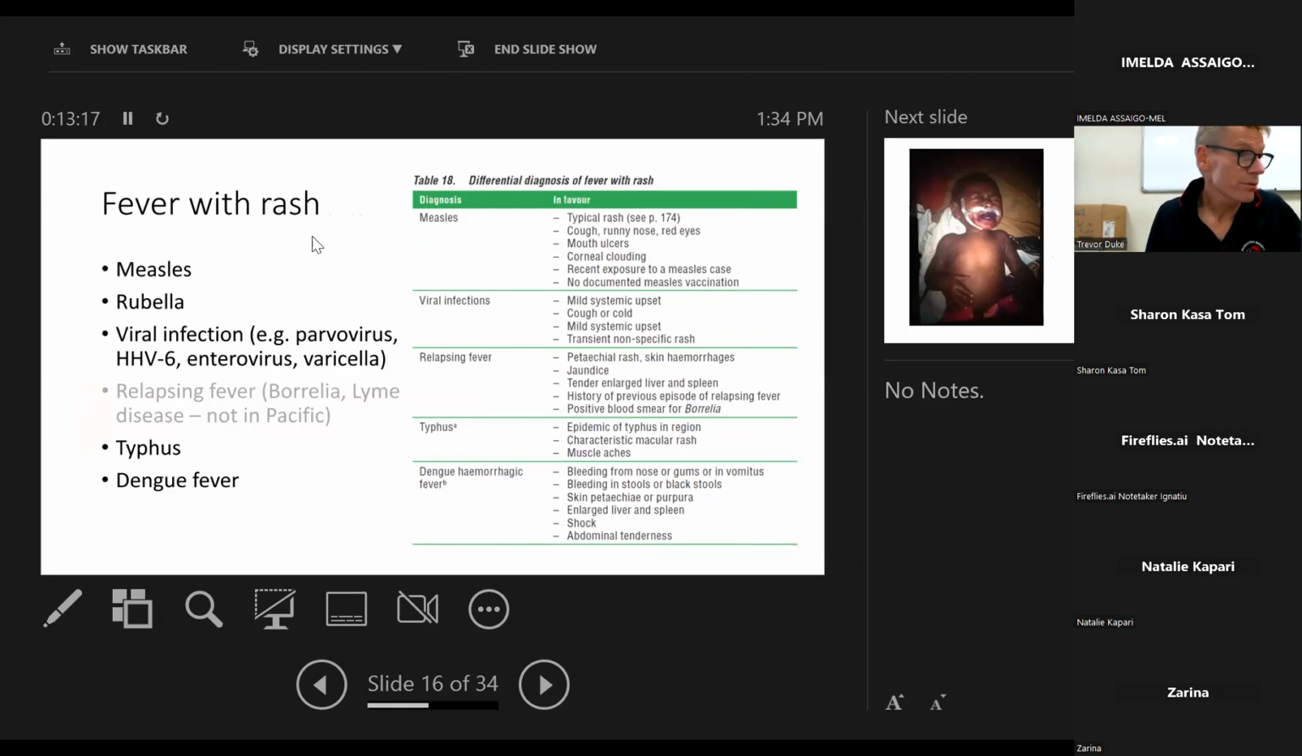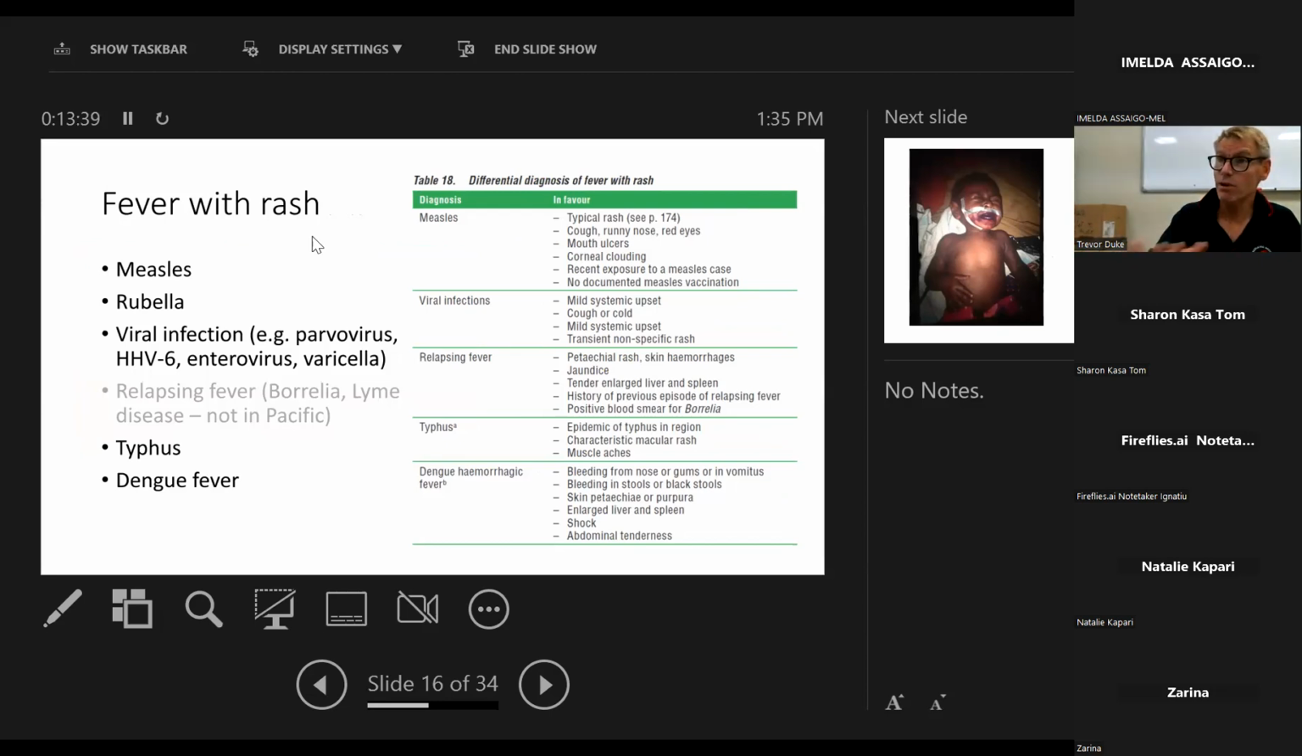Okay. And then there's fever with rash. And fever with rash is very common. And we often think of fever with rash as being measles. And of course, we think about that because that's the most concerning condition, and it's the condition we've had to deal with most over the years. But there's lots of different fevers with rashes, isn't there? And rubella causes fever with rash, a different sort of rash.